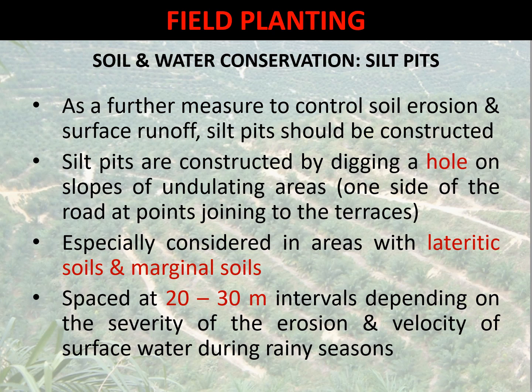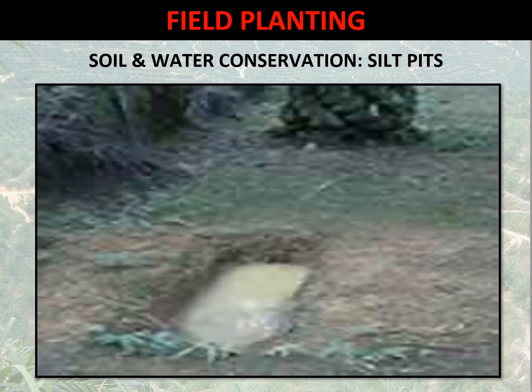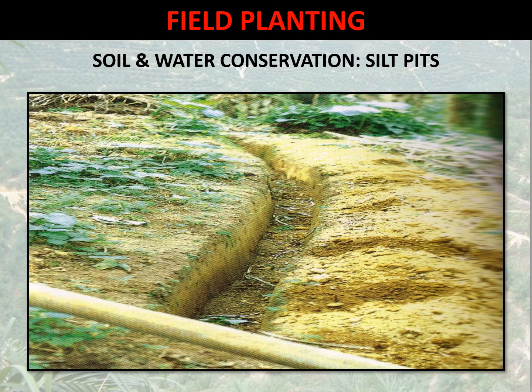It can be spaced at 20 to 30 meter intervals depending on the severity of the erosion and velocity of the surface water during the rainy seasons. This figure shows the example of the silt pits.